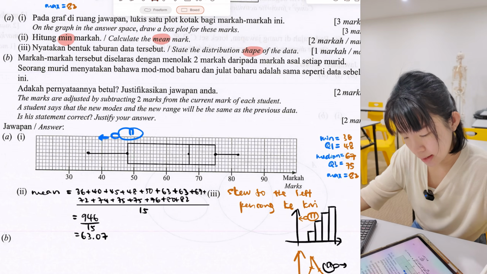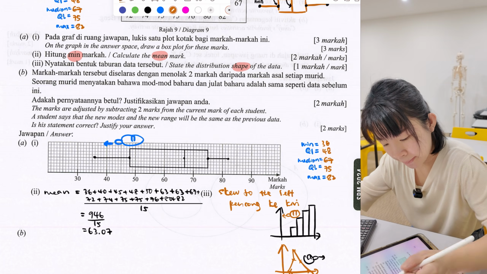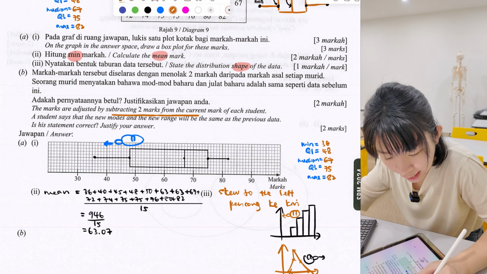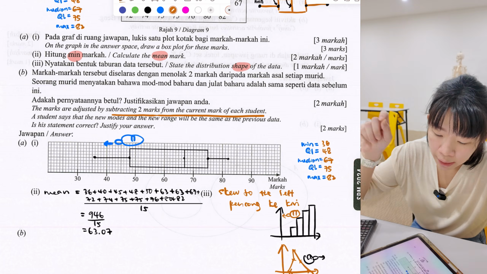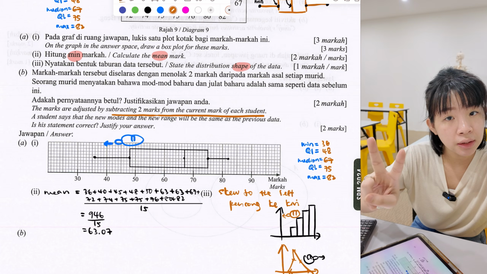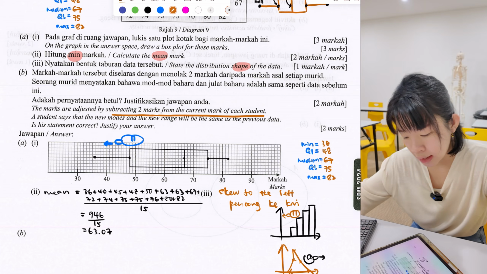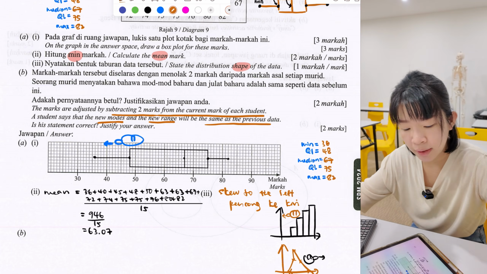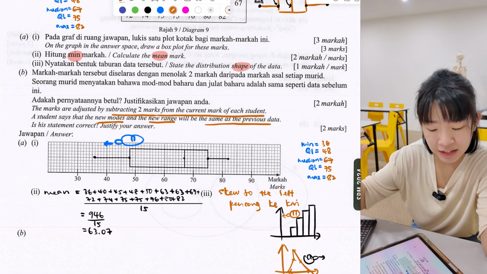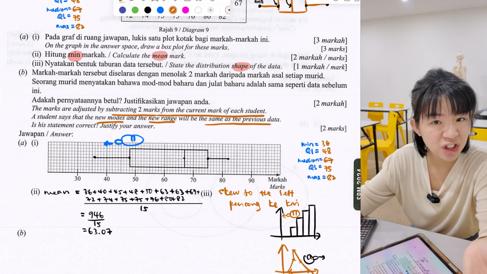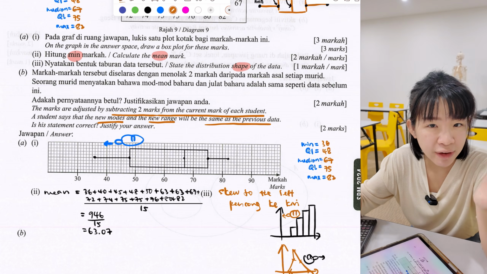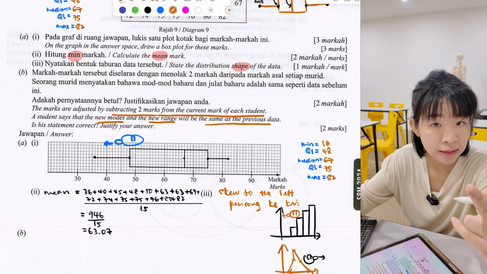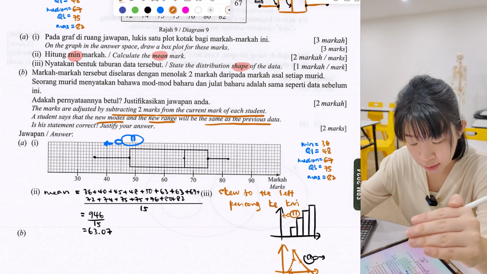Now part B. The marks are adjusted by subtracting 2 marks from the current mark of each student. So now every student minus 2 marks. A student says that the new mode and the new range will be the same as the previous data. Based on this sentence, is his statement correct? Justify your answer. If every student minus 2 marks, will the mode still be the same?